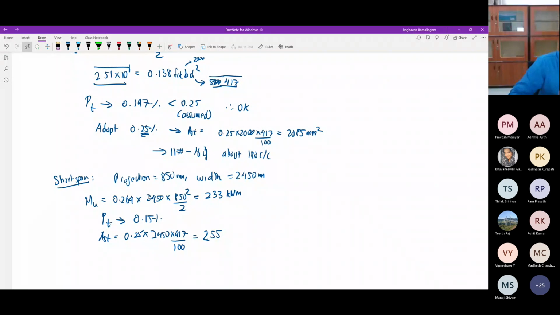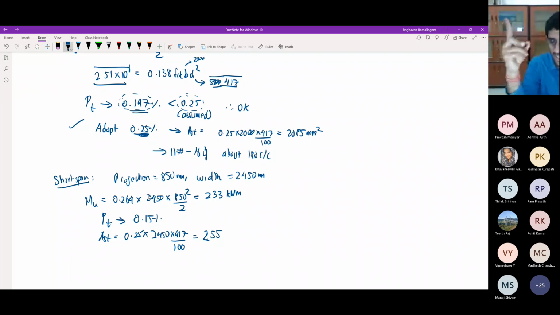So here it should definitely be 0.25 for this direction, because this is the same direction along which I measured the one-way shear. It is along this short span only that I measured the one-way shear, and then I found the depth. So along this span I should not take 0.197. I should use 0.25, because if I use 0.197, there is a risk that my one-way shear condition will get disturbed.